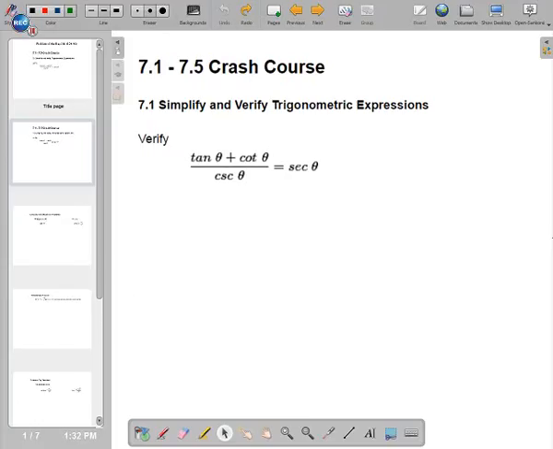Hello, ladies and gentlemen. We're going to do a little Chapter 7 crash course here. I'll do a couple questions from each section that's going to be on your test this week. So, first question is a verify problem.